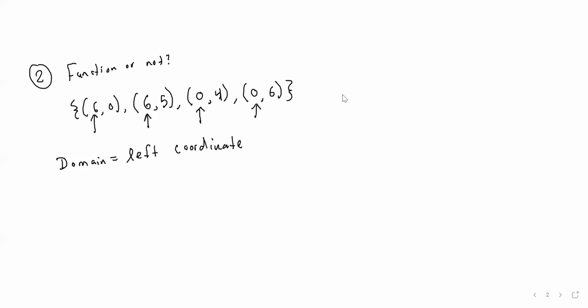So let's see. Just look at the first 2 coordinate points here. In the left side of this one, we have a 6, so that means the element 6 is in the domain here. But we see the element 6 appears again in the left side. So we have 6 appearing twice in the left side. So that means 6 appears twice in the domain, which means the number 6 is repeated.